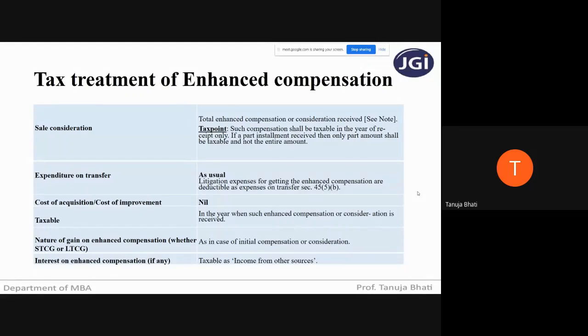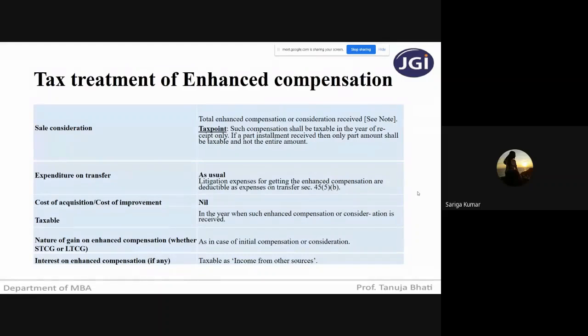Yes, students? Can everyone hear me? Am I audible to everyone? Yes, ma'am, you are audible. Then why are you not replying? Did you all understand this concept of initial and enhanced compensation? Yes? Students, I'm talking to you all, right?